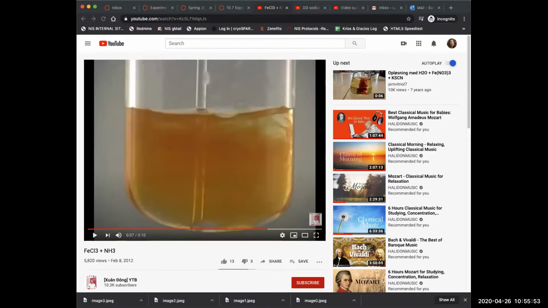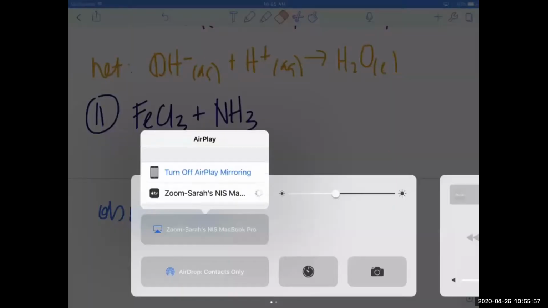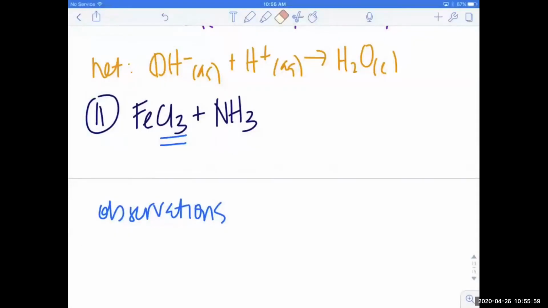So we'll go ahead and write that down under our observations. This is another exception. So that's why I'd like to go over this. So here, like a rusty orange brown.